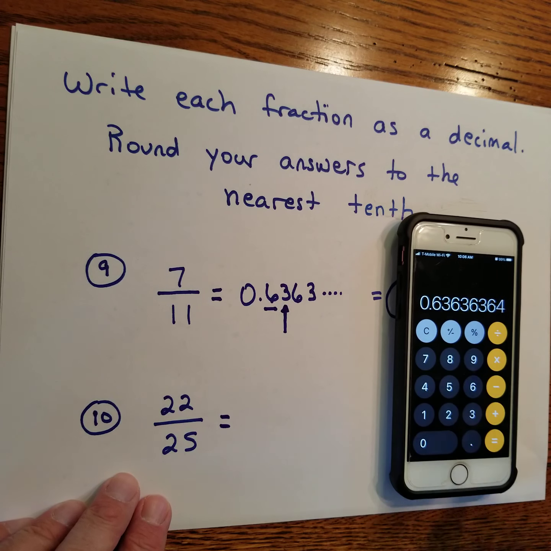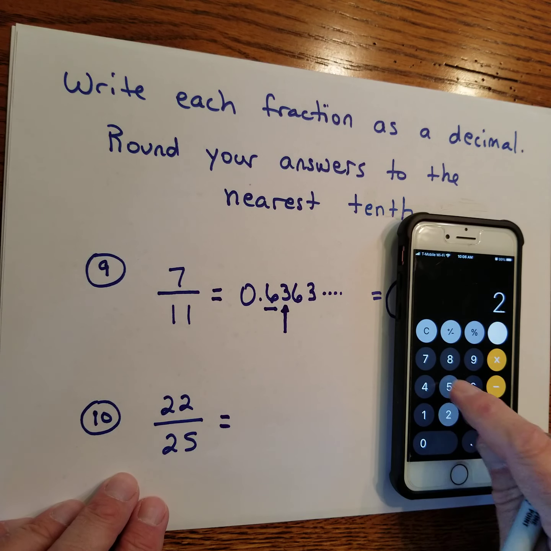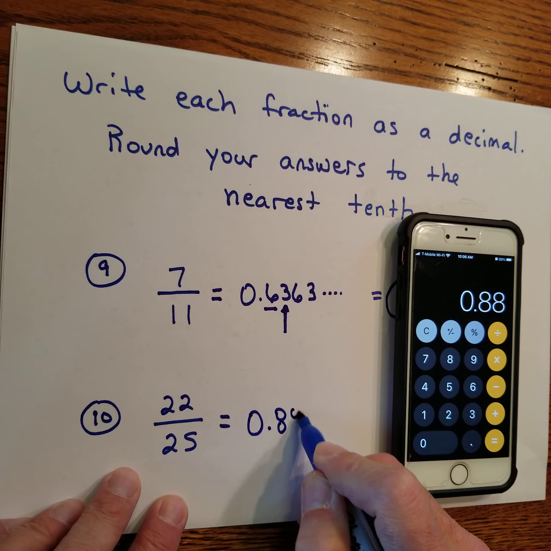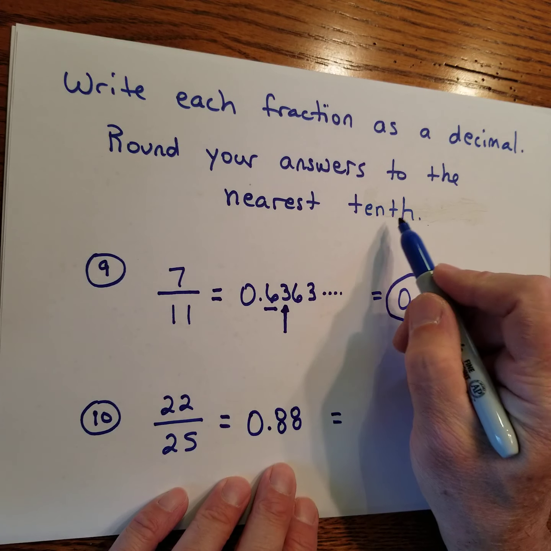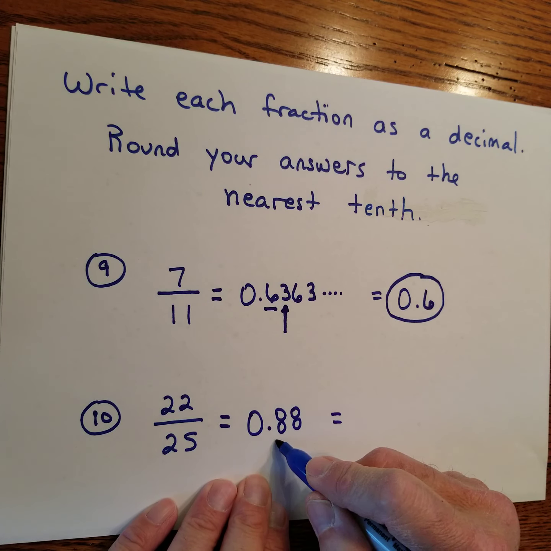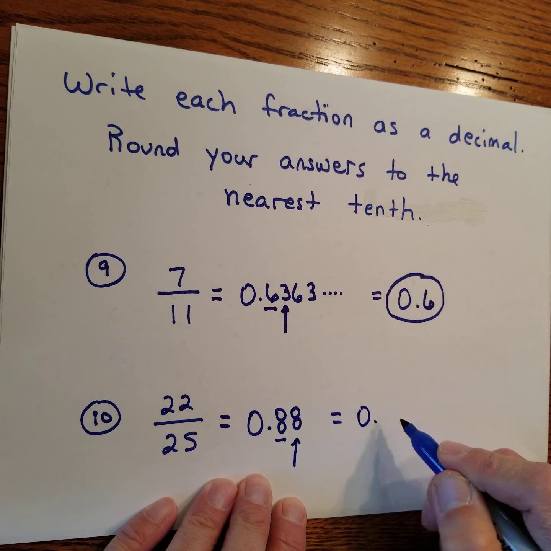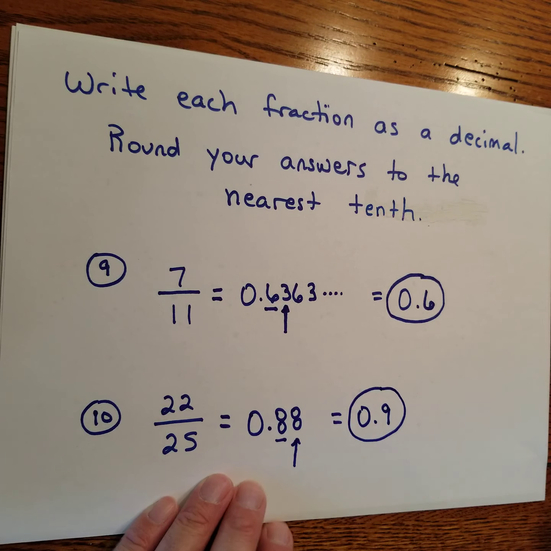For 22 over 25, we'll type in 22 divided by 25. There's what my calculator gives me for an answer. Now rounded to the nearest tenth, that's one place value. This number is large, so rounded to the nearest tenth, we round up to 0.9.